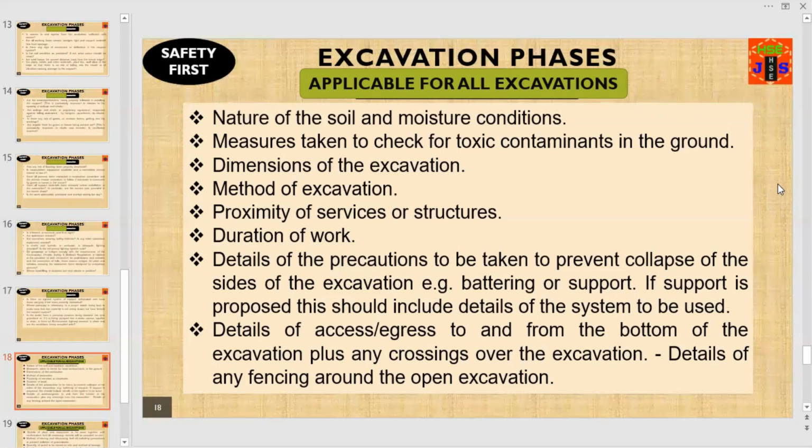Point number seven, details of the precautions to be taken to prevent collapse of the sides of the excavation, for example battering or support. If support is proposed, this should include details of the system to be used. Point number eight, details of access and egress to and from the bottom of the excavation, plus any crossings over the excavation, and details of any fencing around the open excavation.